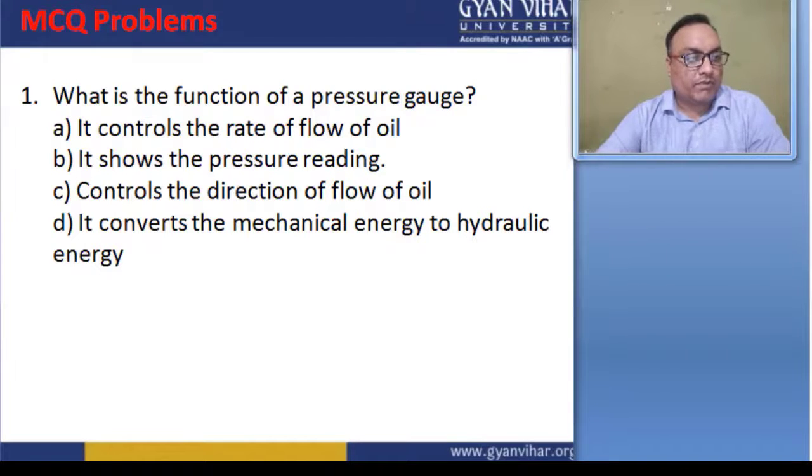So this is your first problem. What does it say? What is the function of a pressure gauge? Here 4 options are given: it controls the rate of flow of oil, it shows the pressure reading, it controls the direction of flow of oil, and it converts mechanical energy to hydraulic energy. Just think about this question: what is the function of a pressure gauge? So find the correct answer.